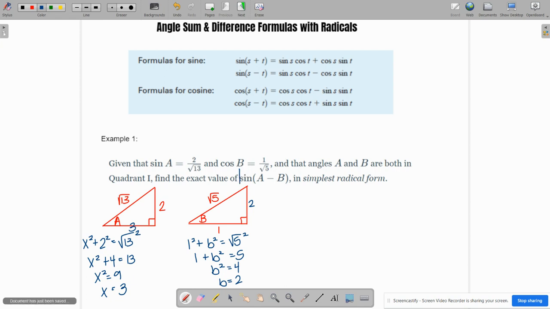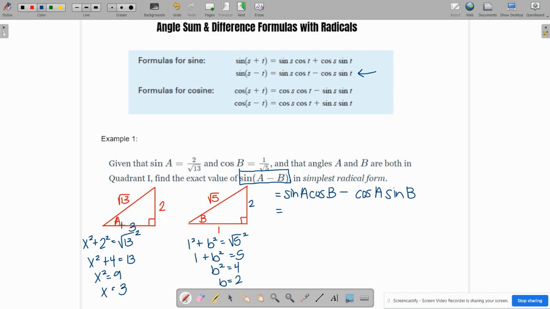This means that when we are going to evaluate the sine of quantity A minus B, we're going to be using this formula up here. So that means that the sine of A minus B is equal to the sine of the first angle, so the sine of A, times the cosine of the second angle, so the cosine of B, minus the cosine of the first angle times the sine of the second angle. And since we have all sides labeled on these triangles, we are able to fill that information in.